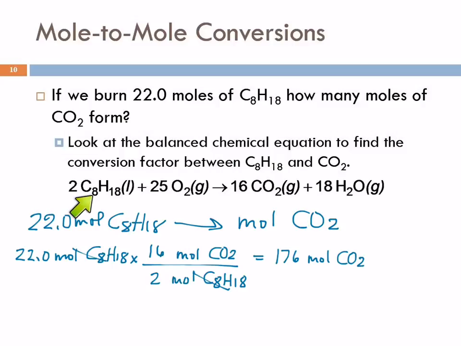2 molecules form 16 molecules exactly. And the mole is a counting unit. So these whole numbers from the balanced chemical equation are exact. They have an infinite number of significant figures. And so we don't even have to look at them in terms of sig figs. So I started with 3 sig figs. I end up with 3 sig figs.